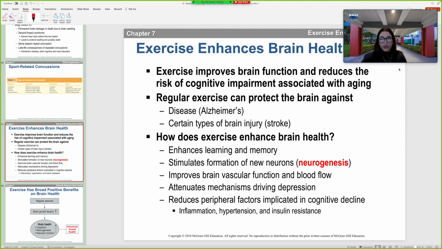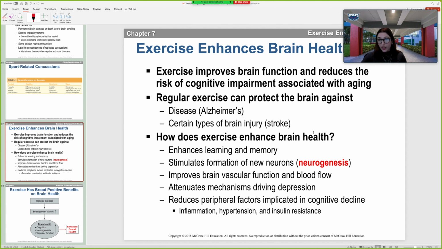And then exercise enhances brain health. Exercise enhances everything, right? This is kind of the common theme here. Exercise is good, just not too much exercise. So exercise improves brain function and reduces the risk of cognitive impairment associated with aging. Regular exercise can protect the brain against Alzheimer's disease, other diseases, and types of stroke.